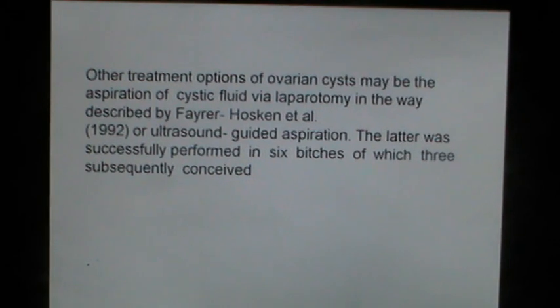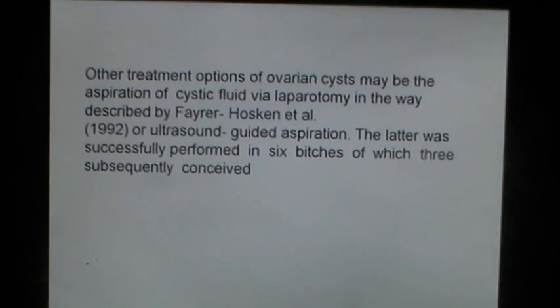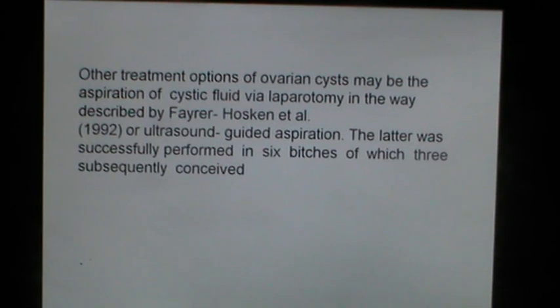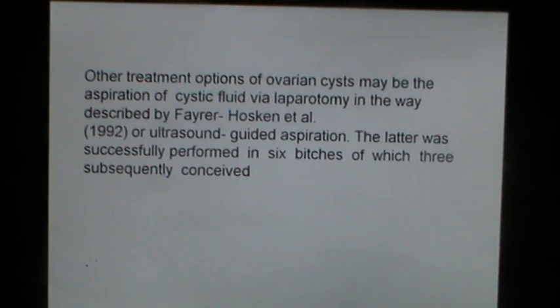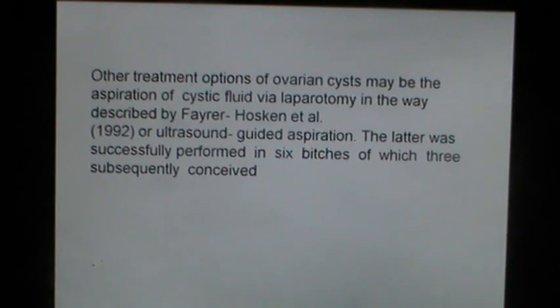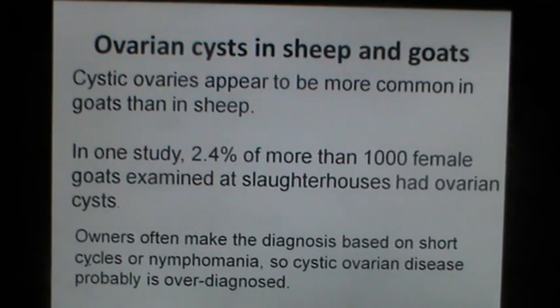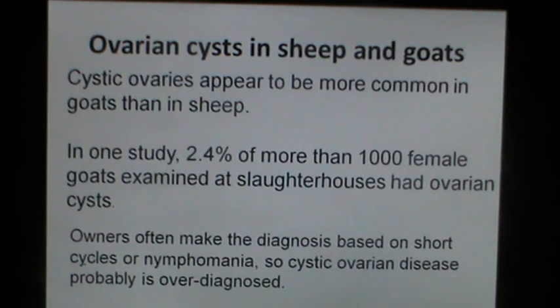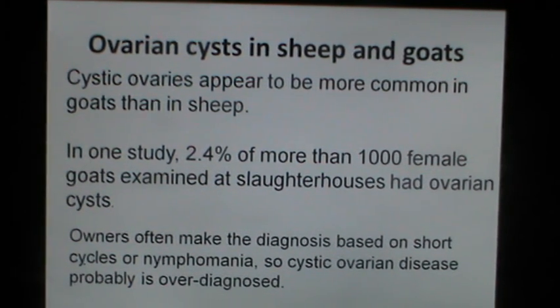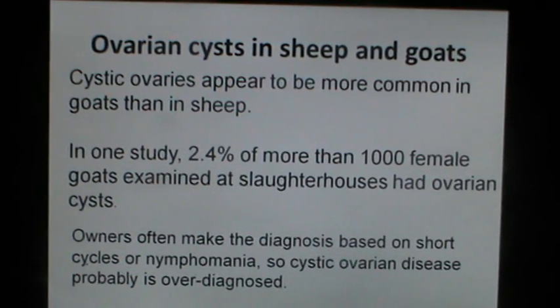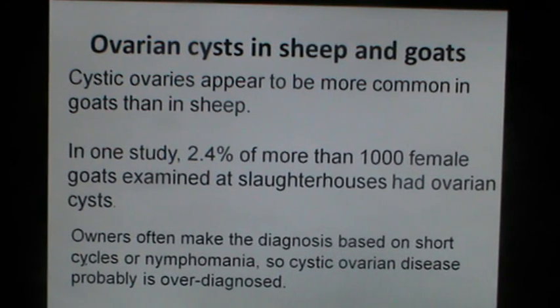A subtle option could be the performance of ovariohysterectomy if the bitch owner does not desire to have further breedings. Then ovarian cysts in sheep and goats. Cystic ovaries appear to be more common in goats than in sheep. In one study, 2.4% of more than 1,000 female goats examined at slaughterhouse had ovarian cysts.